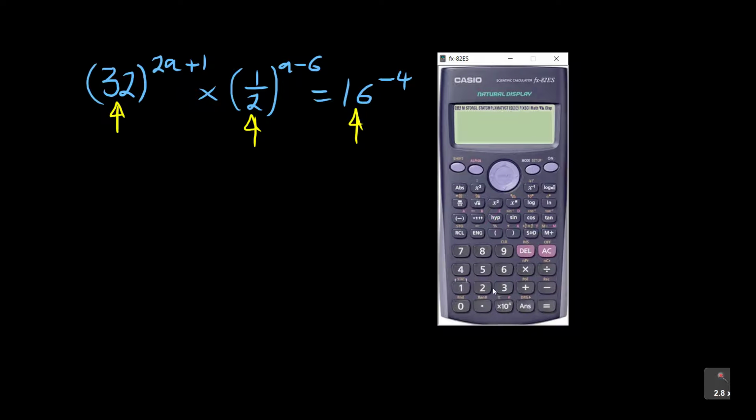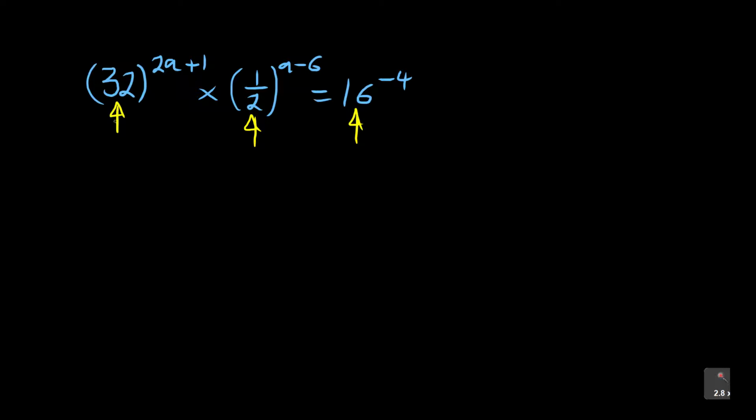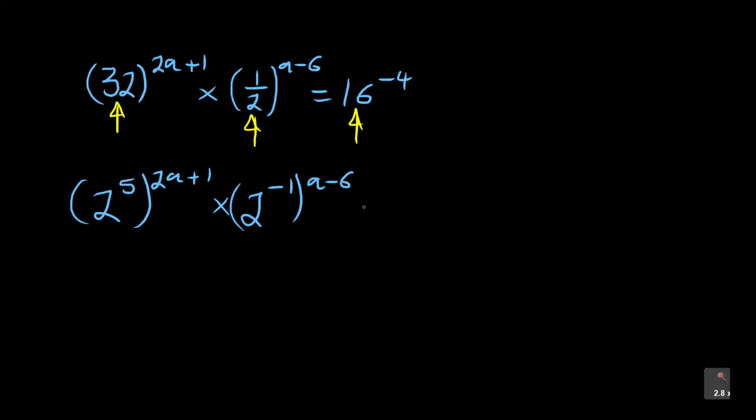Look at this. 2 to the power of 5 is what? 32. 2 to the power of 4 is what? 16. And 2 to the power -1 is what? It is 1 over 2. So that's what they were trying to bring in here. So here you'll have 2 to the power 5, then you've got 2a plus 1 times 2 to the power negative 1. You've got a minus 6 is equal to 2 to the power 4.